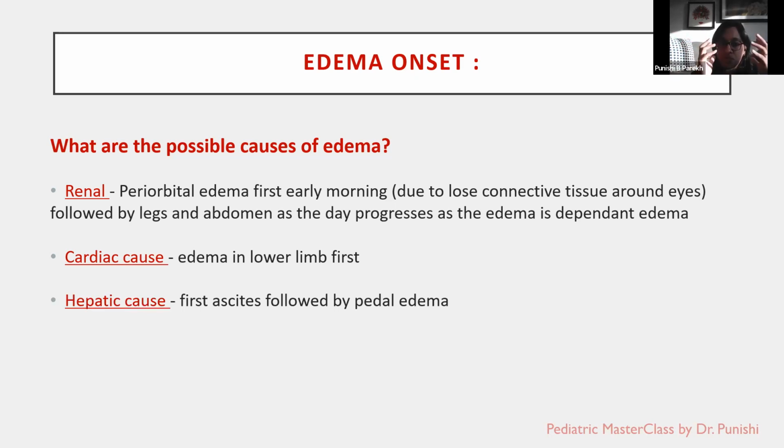Third is hepatic cause. So hepatic cause, when you have your liver involvement, it's going to be ascites first, followed by pedal edema. Now, why do you have ascites? Because you have portal venous congestion.